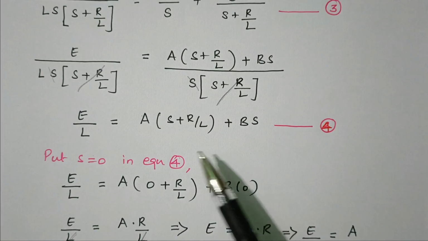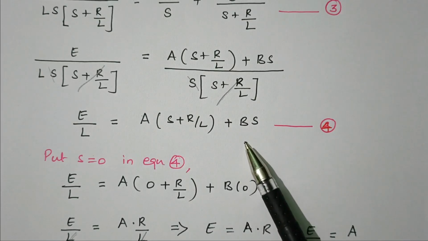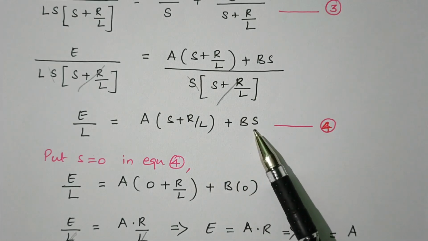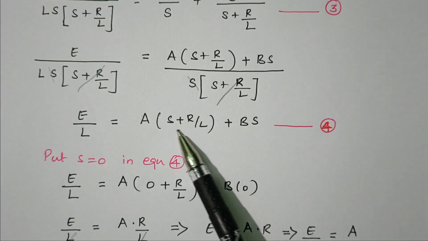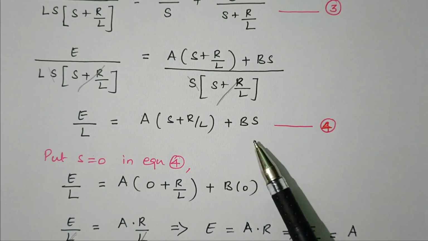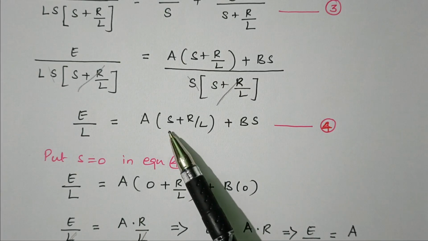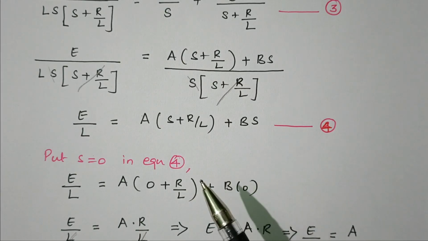Now the next step is, we need to find the value of A and B. Then only we can go for the inverse Laplace transform. Then how to find that? By putting S equal to 0, this term got cancelled, so that we can find the term A. By putting S equal to minus R by L, this term becomes 0, so that we can find the term B. So that is our idea, right? Put S equal to 0 so that we can find the value A. Put S equal to minus R by L so that we can find the value B, right?